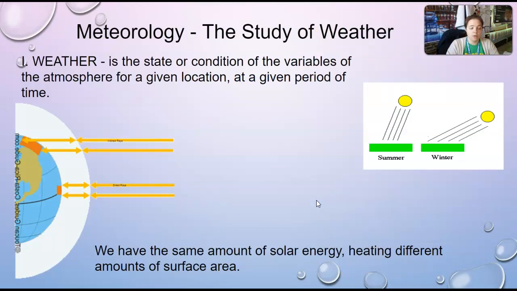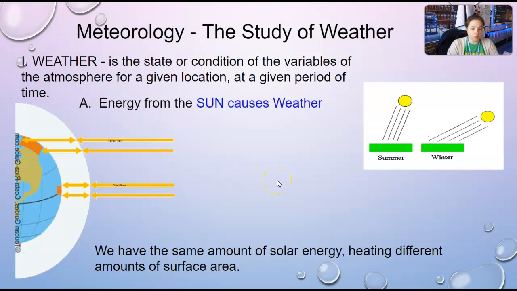Part of the atmosphere is studying weather. Weather is the state or condition of variables in the atmosphere for a given location at a given period of time. So it's like, what is the weather of Syracuse, New York? Not what is the weather of New York in general.